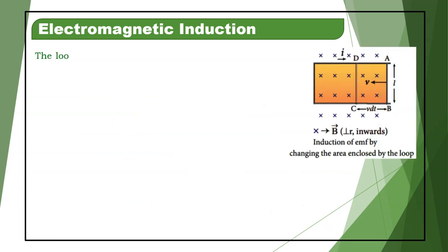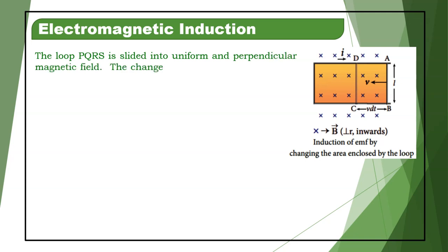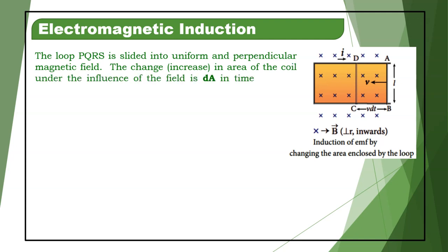Next topic will be the loop PQRS, which is slid in a uniform and perpendicular magnetic field. The increase in the area of the coil under the influence of the field is dA in time dt. This causes an increase in magnetic flux d phi. As you can see, students, this is a uniform magnetic field and the direction of the magnetic field will be inward.